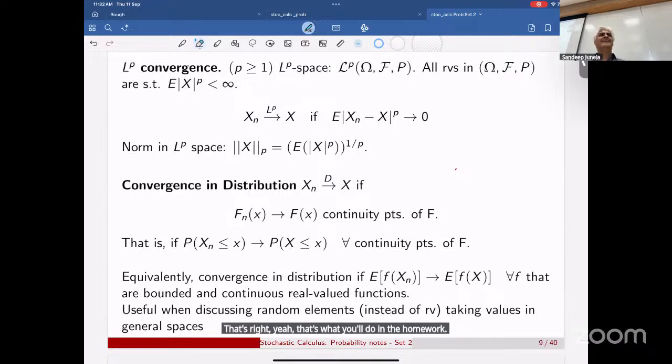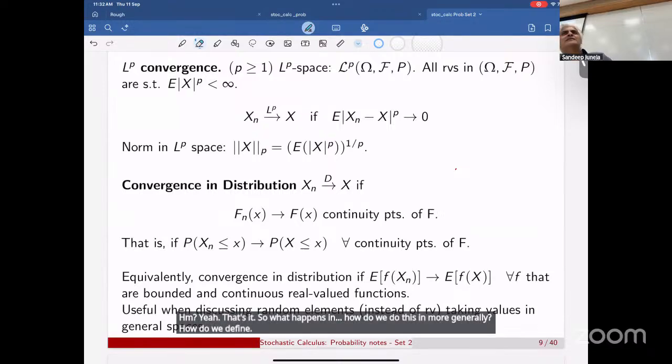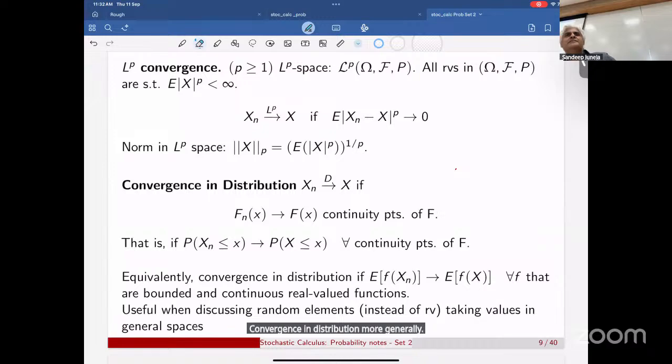This idea of less than or equal to is not well defined for multiple dimensions. So then what happens in R^n? How do we define convergence in distribution more generally? P of Borel sets match. That could be one definition, but there's a more elegant way to define these things. So you could do that as well.